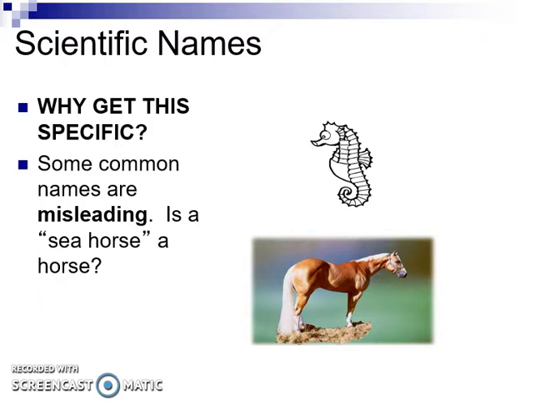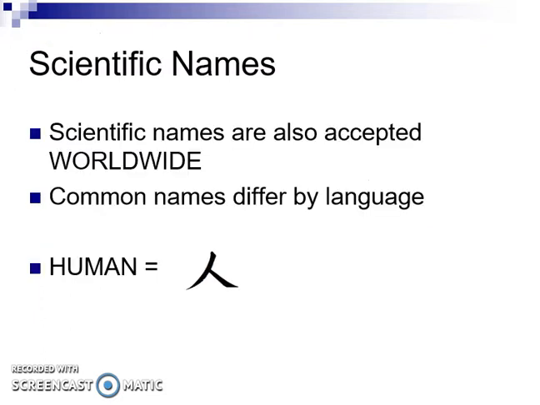Also, scientific names are actually worldwide. They're worldwide accepted, meaning it's almost like the metric system. Remember, everyone uses it. So everyone uses the scientific names the same way. Common names differ by language. So we may say human, but that's the Chinese character for human. So at least we have a common language amongst all scientists, no matter where you are in the world.